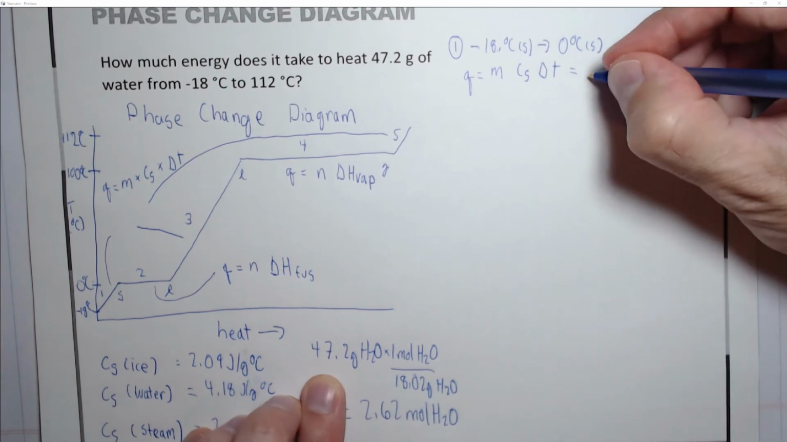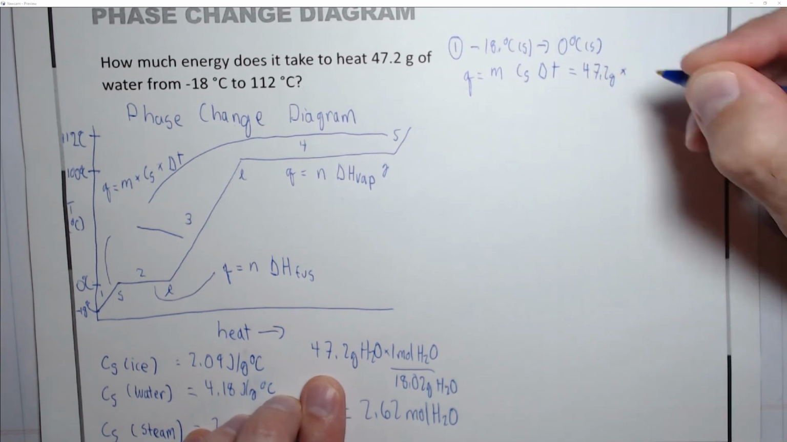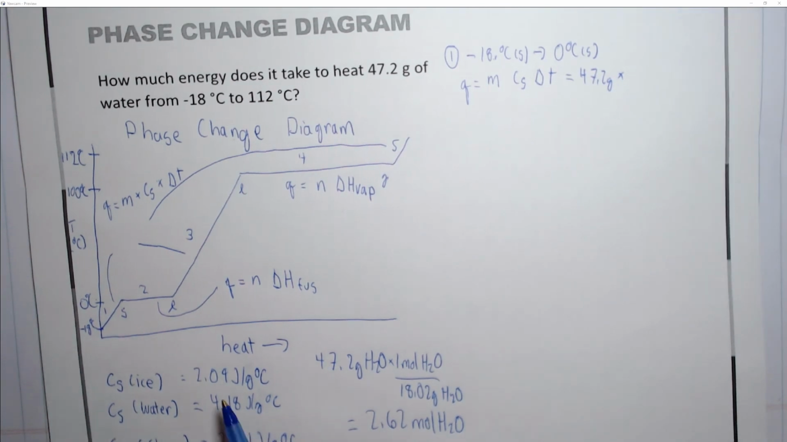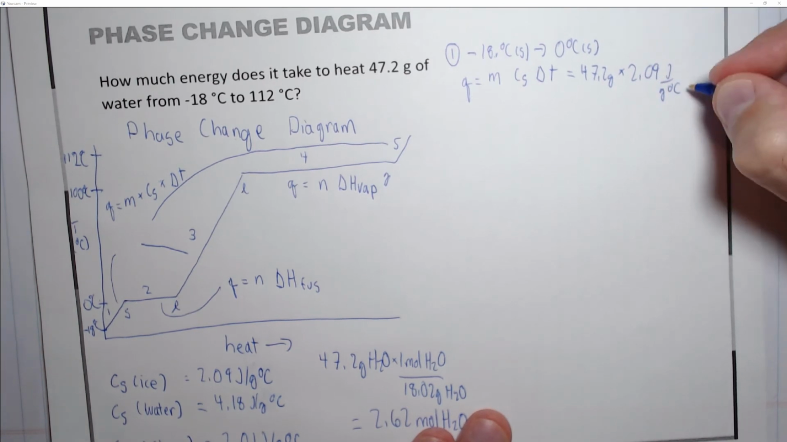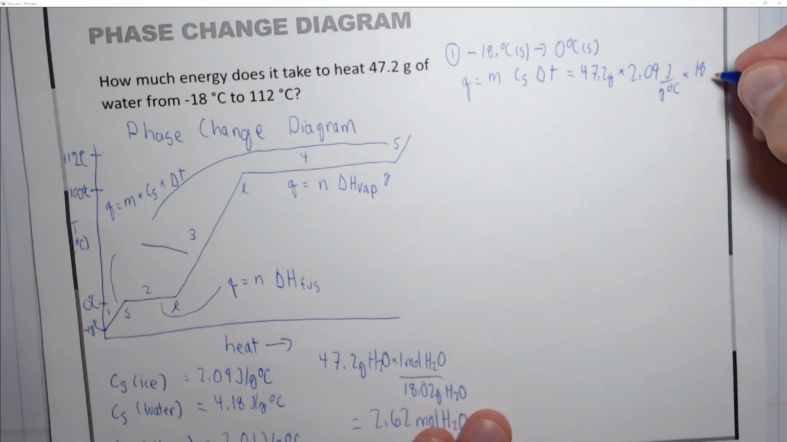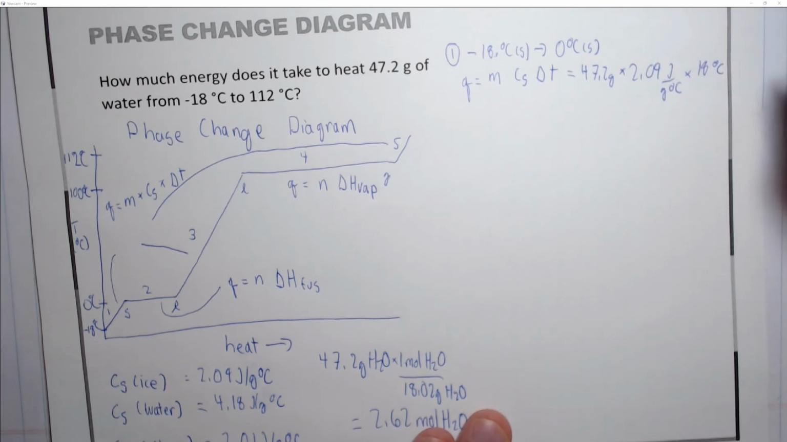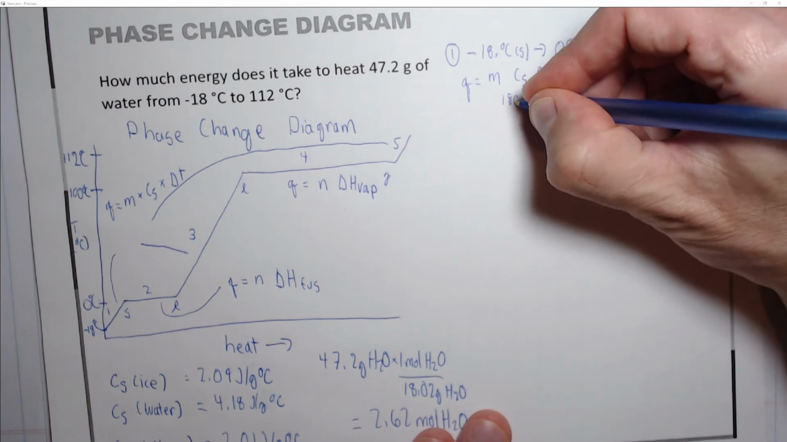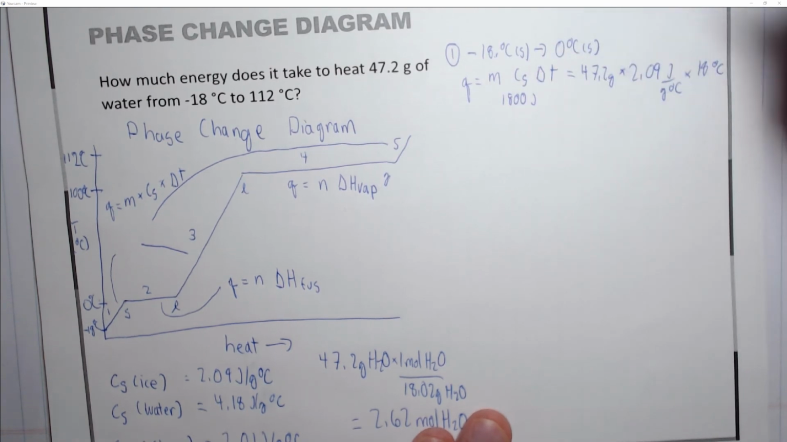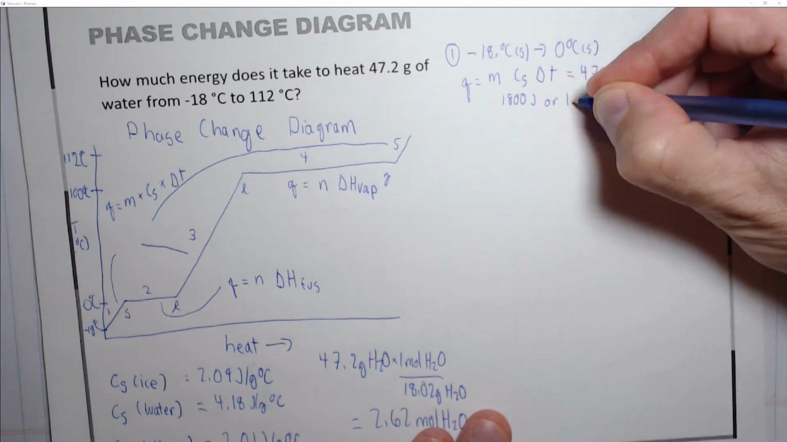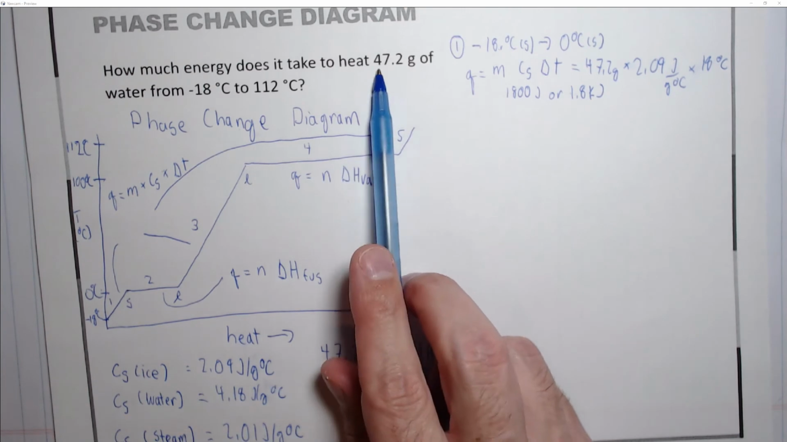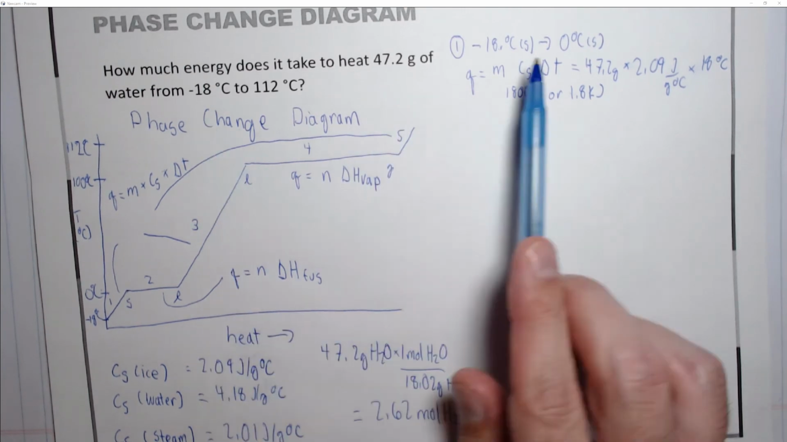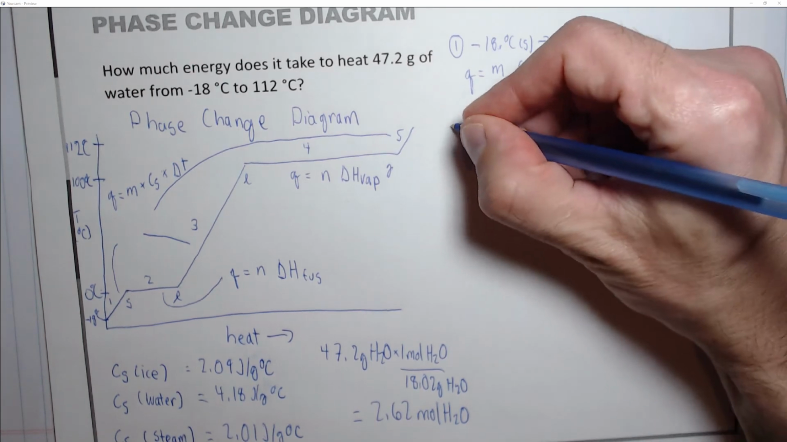Plugging in, the mass is 47.2 grams times the specific heat capacity, which for ice is 2.09 joules per gram degree C, times the temperature change, which is 18 degrees C. When we do that, we get 1,800 joules, but we're going to need it in kilojoules, so I'm going to divide by 1,000: 1.8 kilojoules. So it takes 1.8 kilojoules of heat energy to raise the temperature of 47.2 grams of ice from minus 18 to 0.